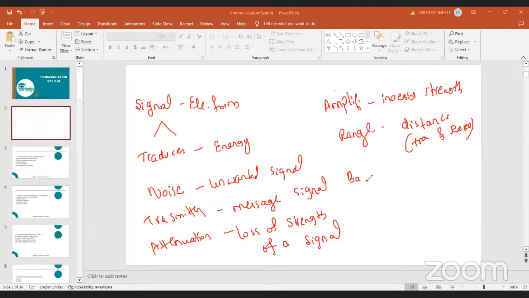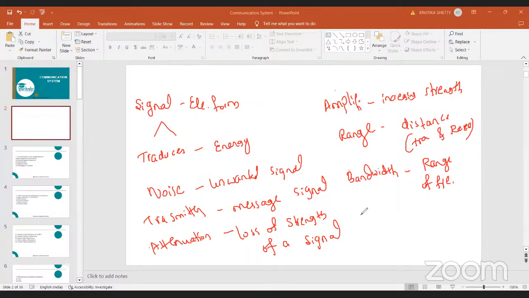The next we have the bandwidth. So how do you define the bandwidth? The bandwidth in the communication is defined as the range of frequency. Bandwidth is defined as the range of frequencies over which a communication system works. That is called as bandwidth.